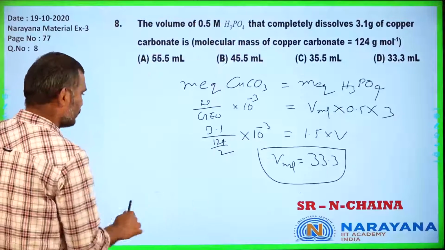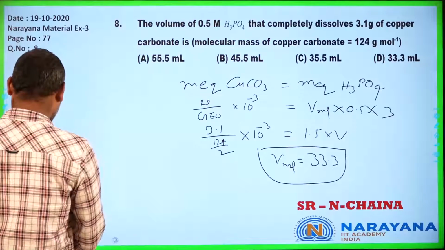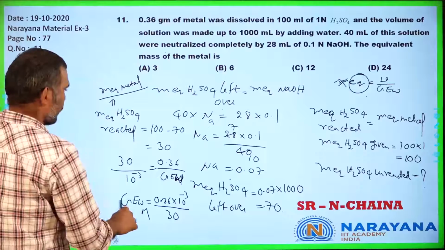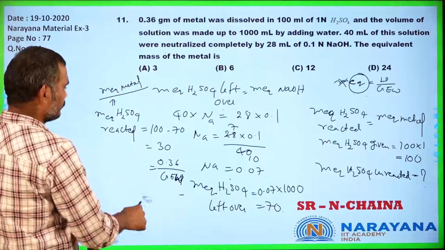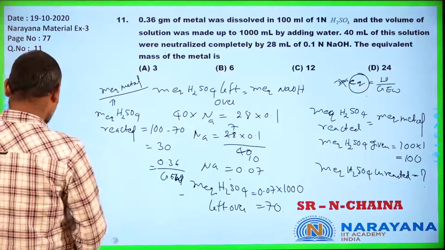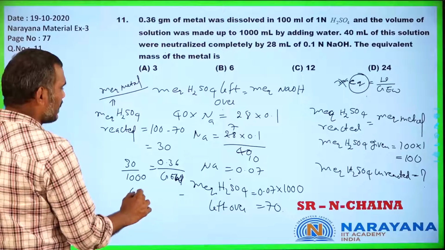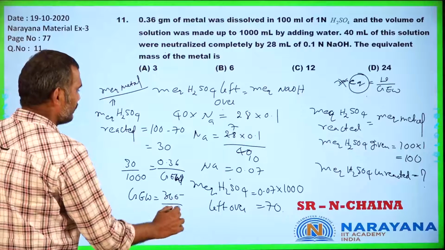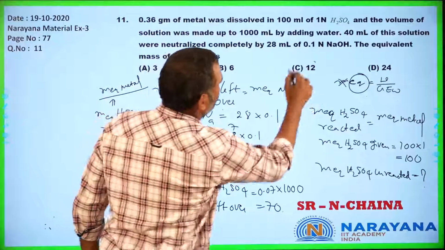Here is a small mistake. That is equal to 30 by 1000. Then gram equivalent weight of the metal is equal to 360 by 30, which is 12. That is, gram equivalent weight is equal to 12.